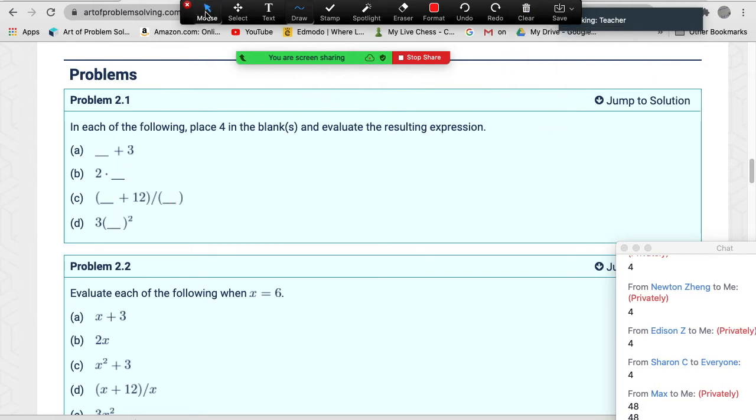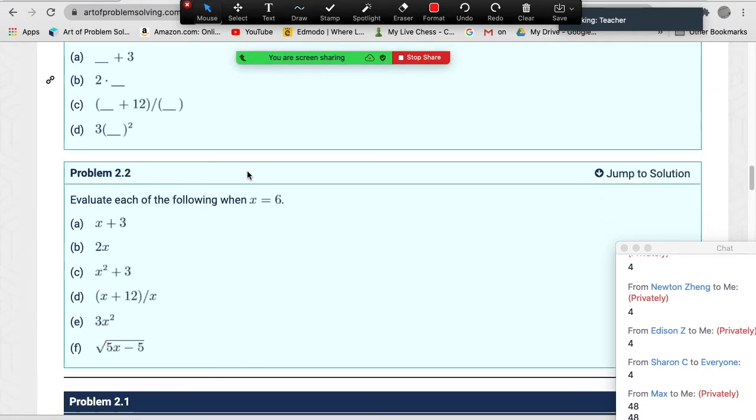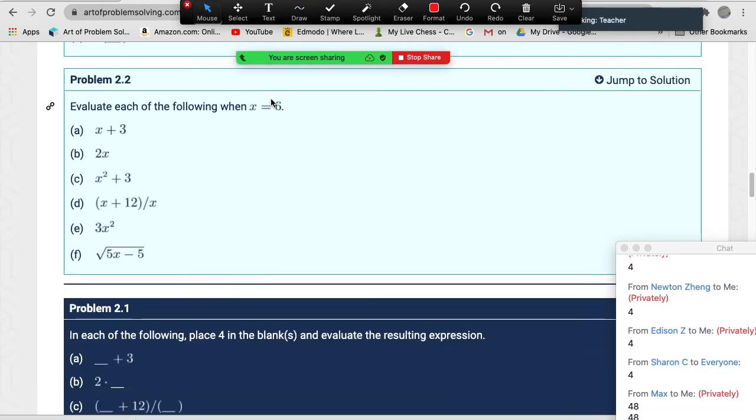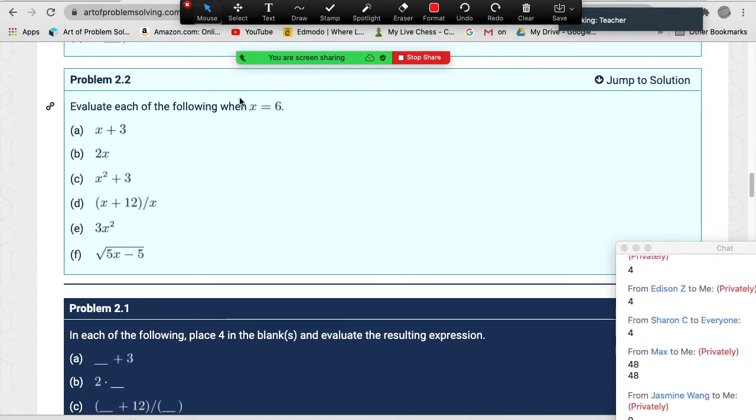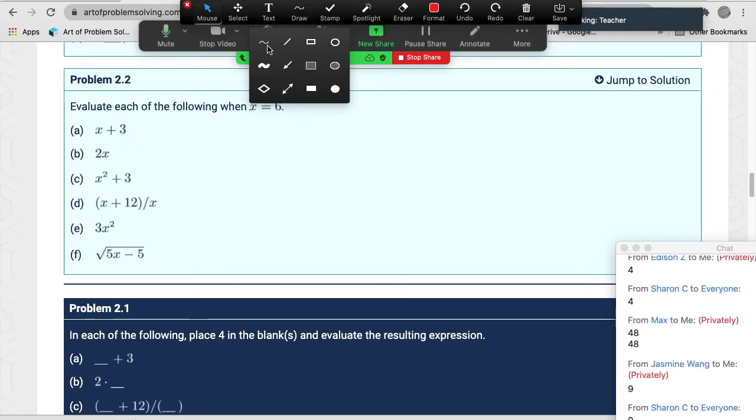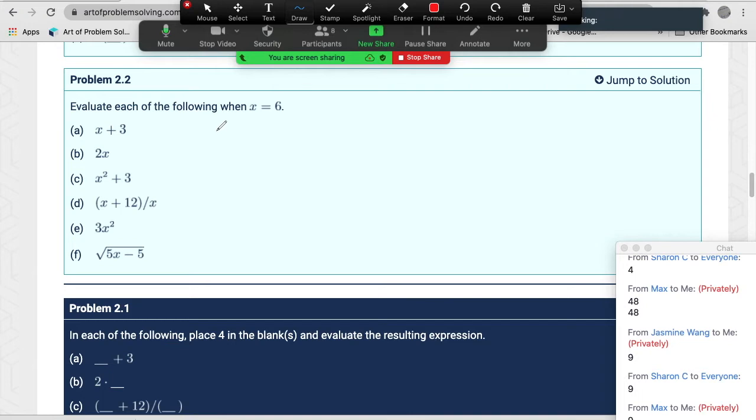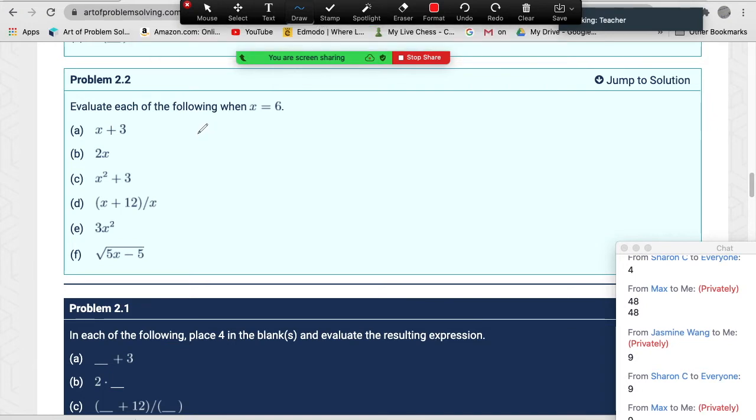Now let's go to the next example. This one, they give you x equals 6. Then they ask you to calculate the value of these expressions. A. Everybody send me your answer for A. Okay, Max, you got it right. Sean got it right. Jasmine got it right. Okay, very good. The correct answer is 9.